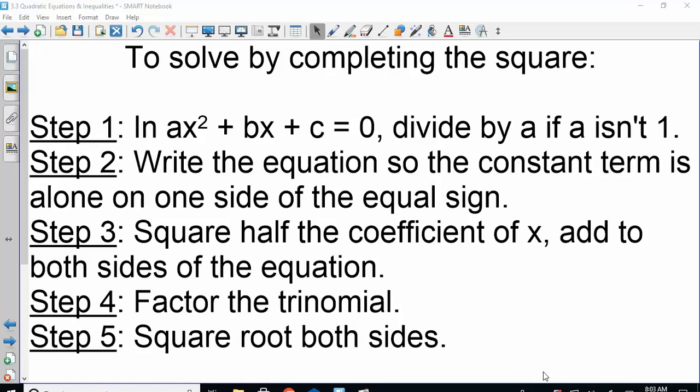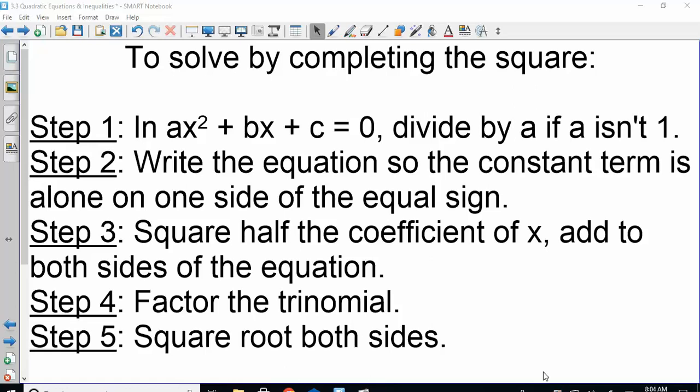This is a strategy that we use when we have something that does not factor nicely. If you try to do slip and slide and it doesn't work, what we can do in this case is complete the square. So we have to have it set up as ax squared plus bx plus c equals 0, so we need everything on one side equal to 0.